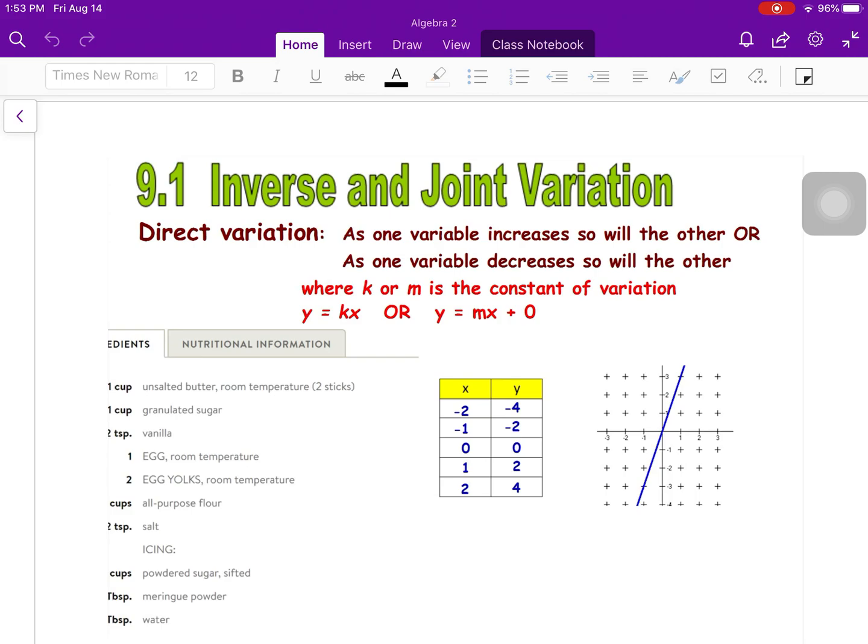9.1 is on inverse and joint variation. But before we talk about those, I'd like to talk about direct variation to refresh your memory on that from last quarter.